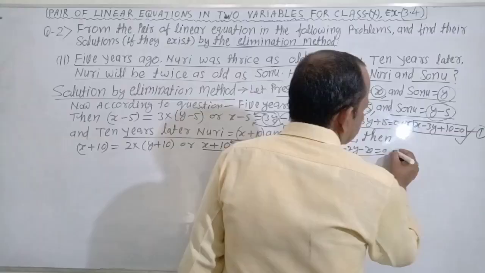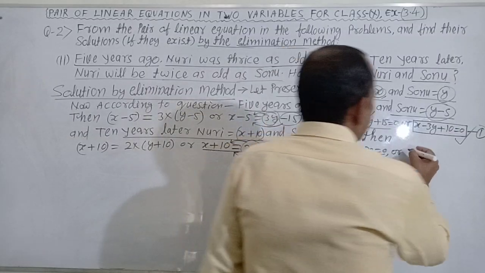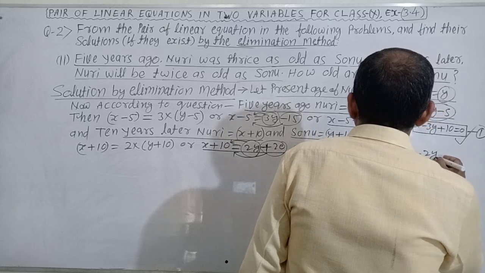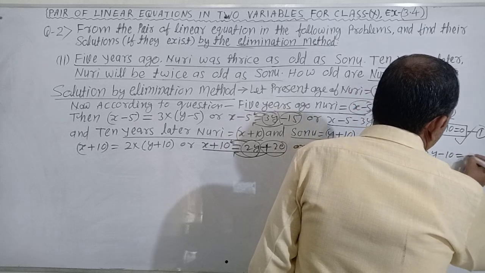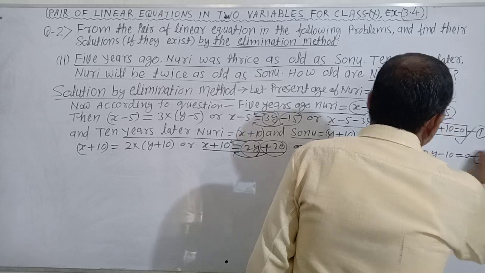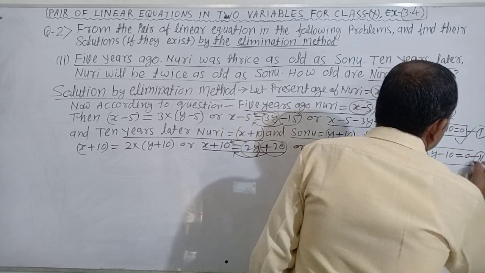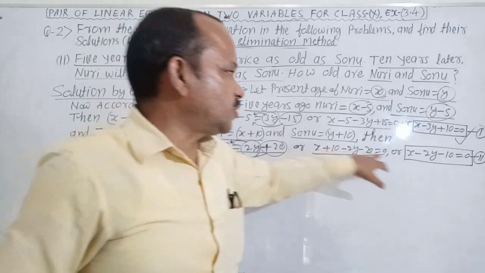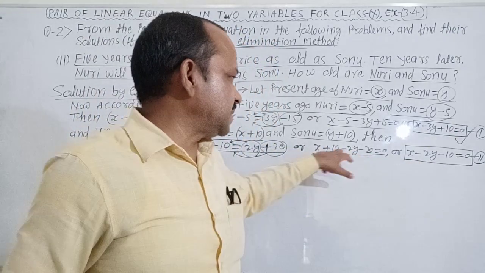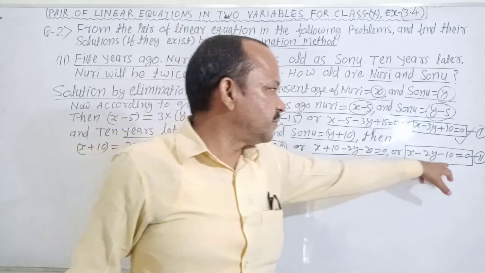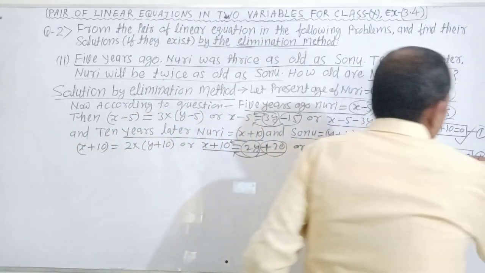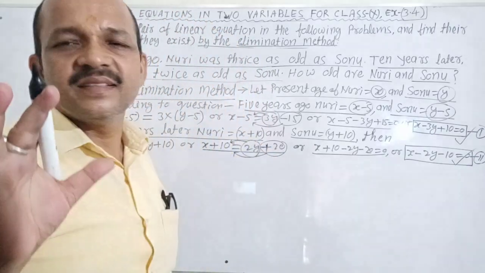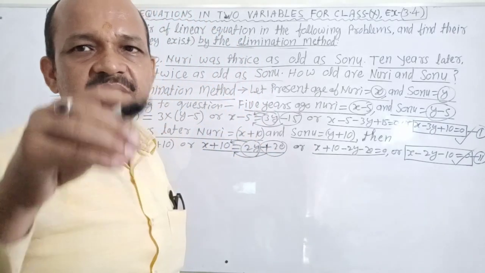Or x minus 2y minus 10 equal to 0. Equation second. It is equation second. Here x minus 2y, here plus 10, here minus 20, it becomes minus 10. It is equation second. You find equation first and equation second. Clear? No confusion about it? Very good.